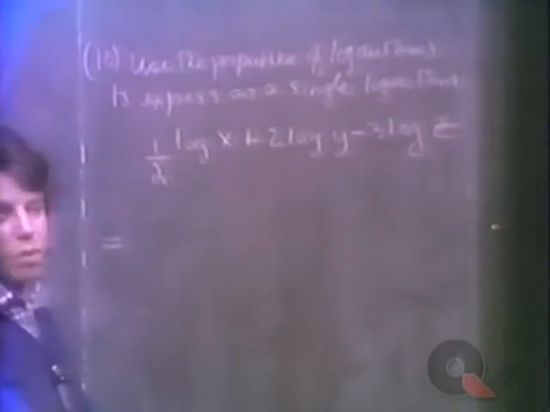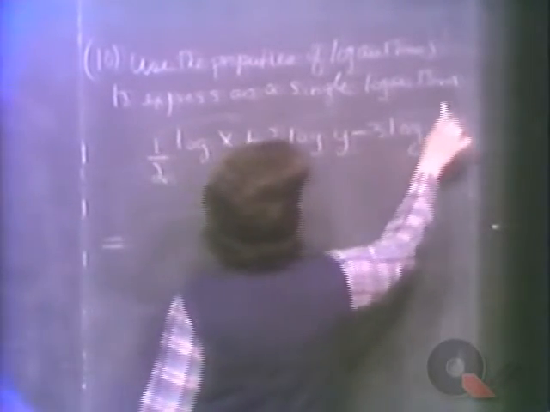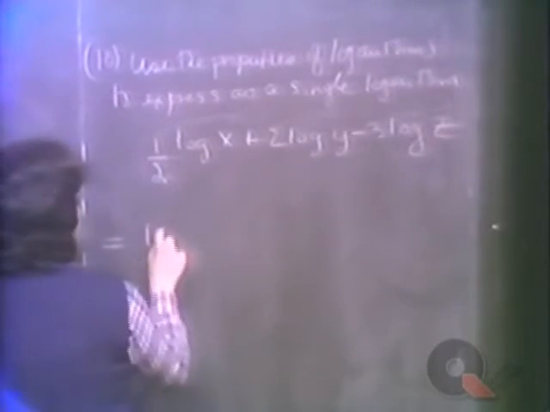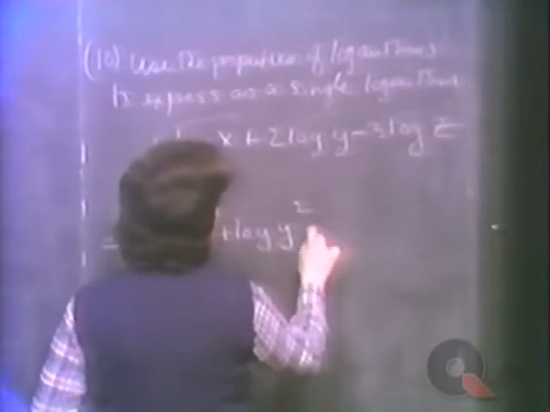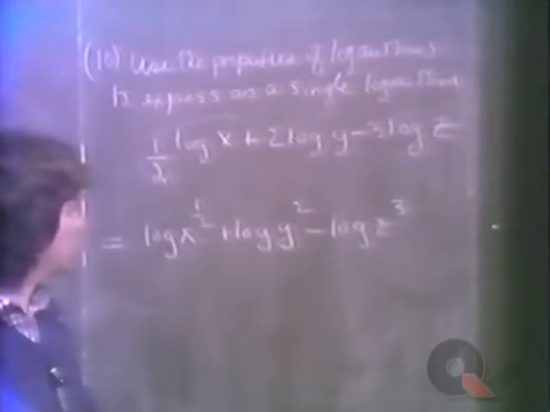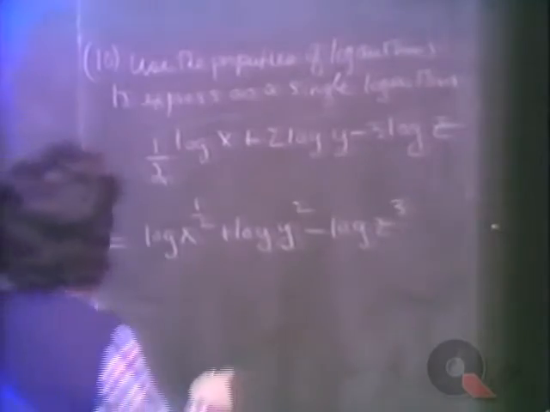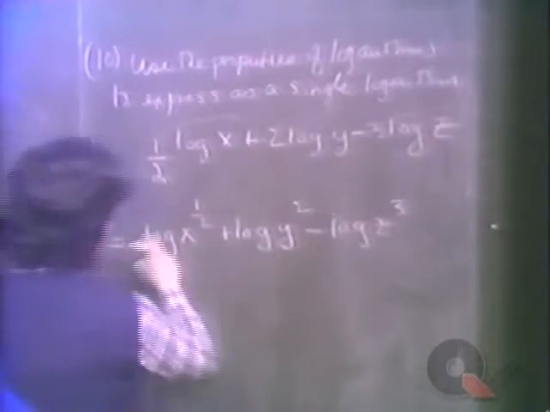Okay, so to begin with, this time I'm going to take the coefficients and move them back upstairs as powers. So I'll write this as log of x to the 1/2 plus the log of y squared minus the log of z cubed. Okay, that's 1/2 log x plus 2 log y minus 3 log z.